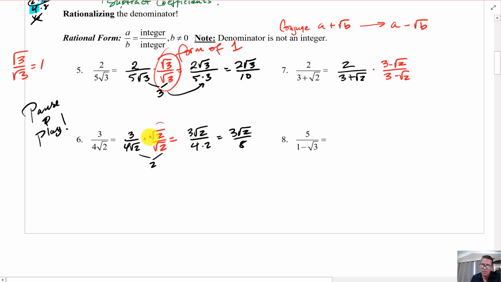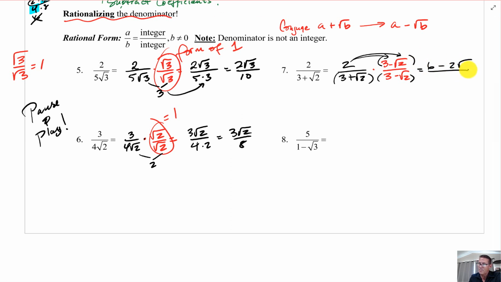That's why this is legal. If you multiply any number by 1, you're not changing the value of it. So this thing that we're doing, called rationalizing, is legal because I'm not changing the value. Okay, so 2 times this. I have to distribute through. So 2 times 3 is 6, and 2 times root 2 is 2 root 2. Now you have to multiply the denominator.